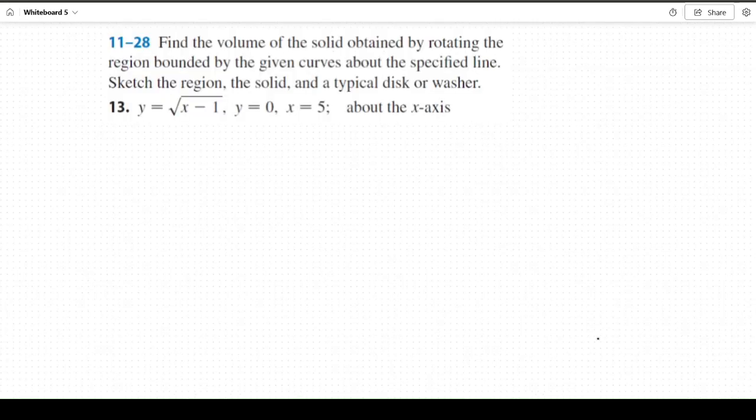Let's take a look at this question. It says to find the volume of the solid obtained by rotating the region bounded by the given curve about the specified line. Sketch the region, the solid, and a typical disc or washer. So we have one function and one y value and one x value about the y-axis. So let's try to draw a graph right here.